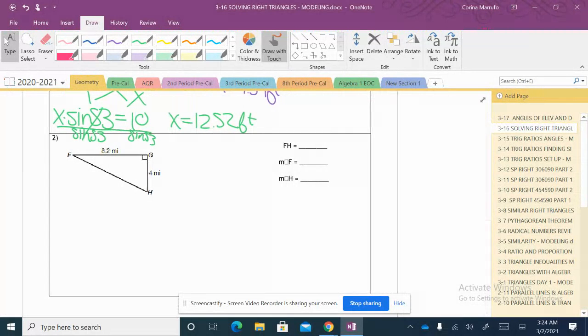Okay, so this one, this time, they give us two sides. They give us, this is 8.2 and this is 4. Okay, so when they give us two sides, then to find the third side, the missing side, which in this case is the hypotenuse, this will be easier because we can just use a squared plus b squared equals c squared. Okay, so 8.2 squared plus 4 squared equals c squared, which is the hypotenuse.